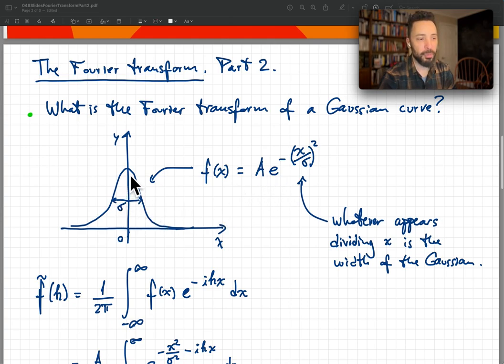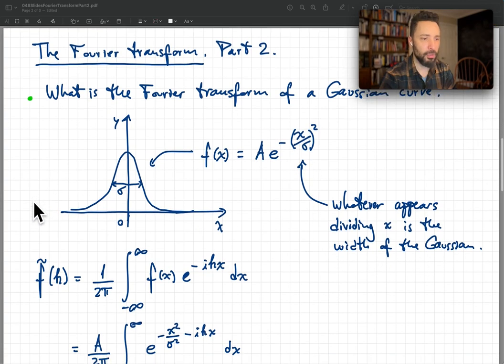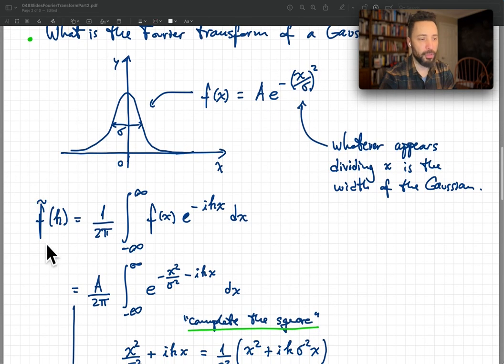And this a represents the height of the Gaussian at x equal to 0, where this factor is 1. Wherever sigma appears dividing the variable in the exponent, it is the width of the Gaussian. What we want to do is take this function and insert it into our formula for the Fourier transform. So this is our formula: f tilde of k is our Fourier transform, and it is 1 over 2 pi, the integral between minus infinity and infinity of f of x e to the minus ikx dx.